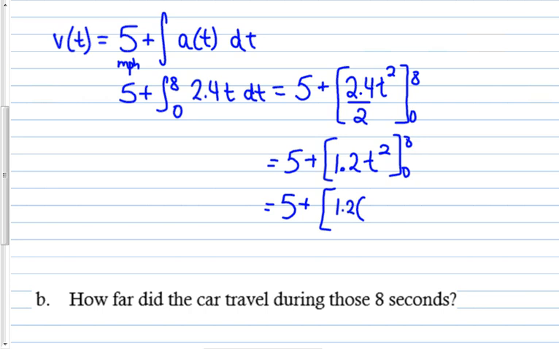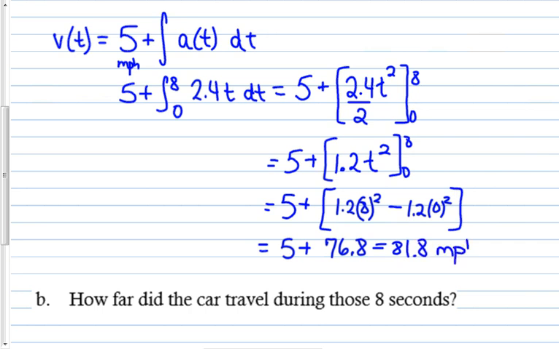1.2 times 8 squared minus 1.2 times 0 squared. So 5 plus 64 times 1.2, which is 76.8. There you go, I believe. And then add those babies together, and it should be 81.8 miles per hour.